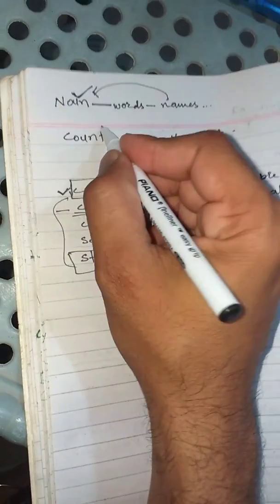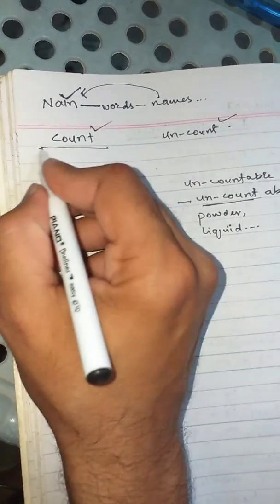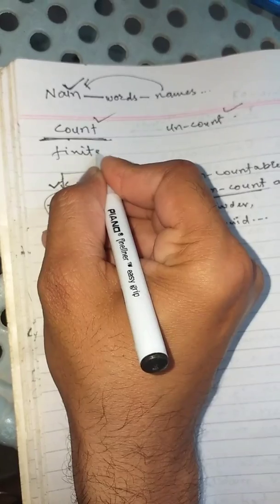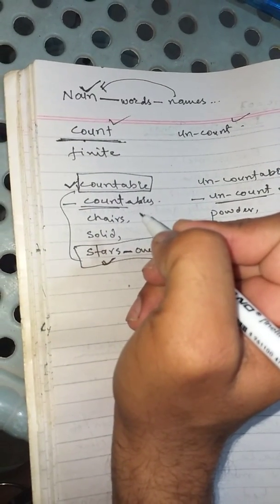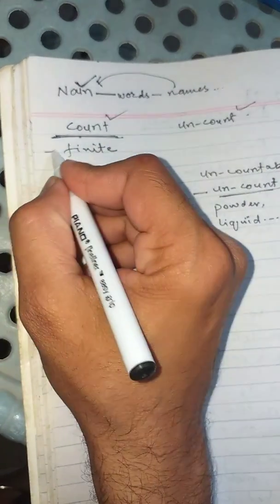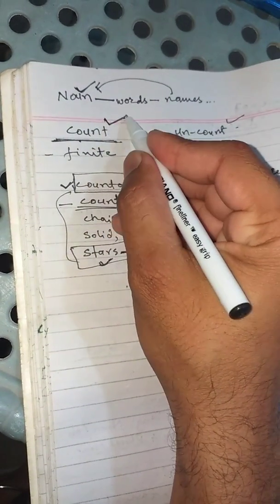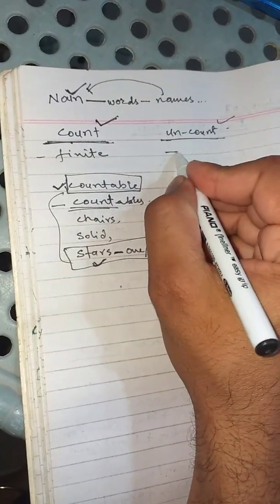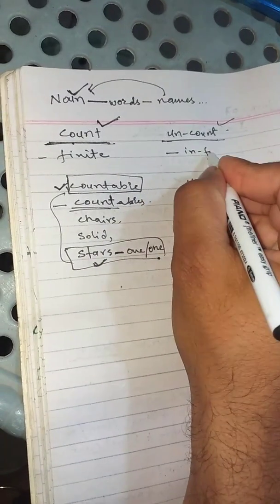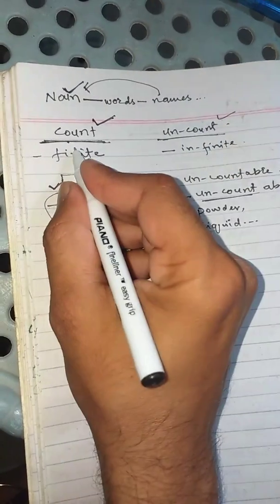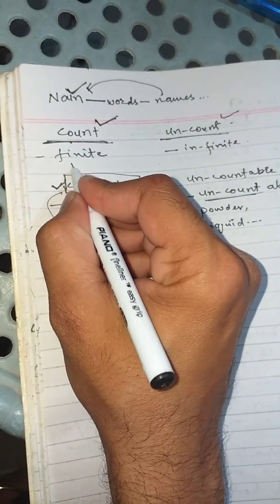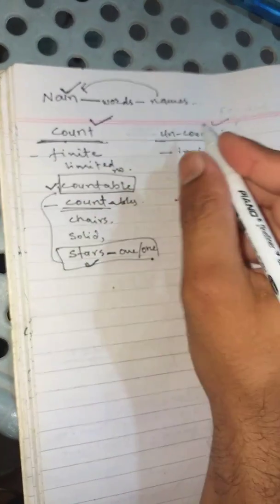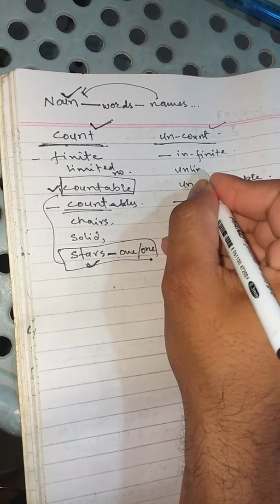Now let's move towards count and uncount. This is very simple logic. Count means finite objects. If you have a particular number of objects, the things you are counting, then they are known as finite or count. And uncount means the things which are infinite. Count means a finite or limited number of objects, while uncount means an unlimited number of objects.